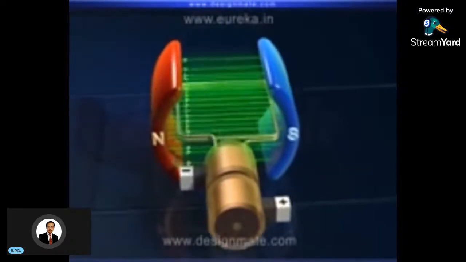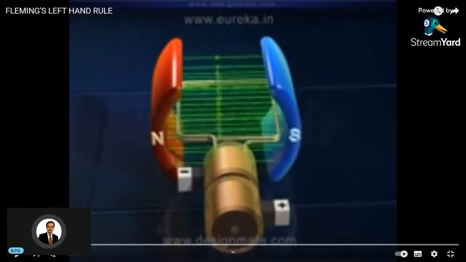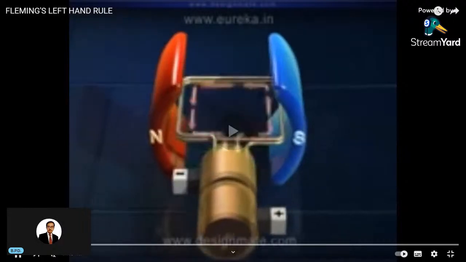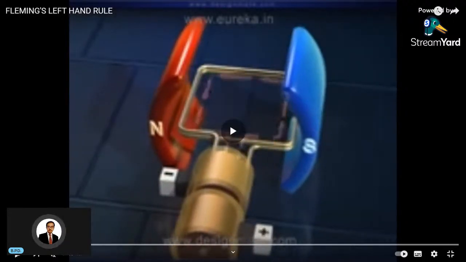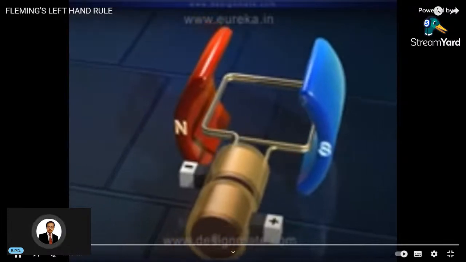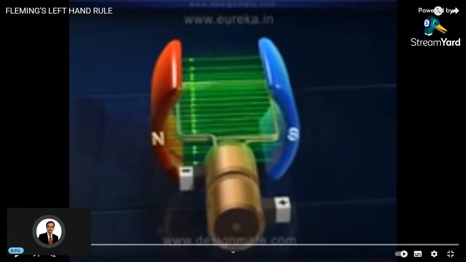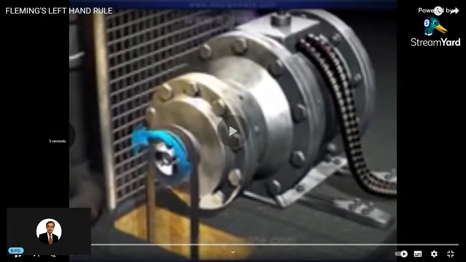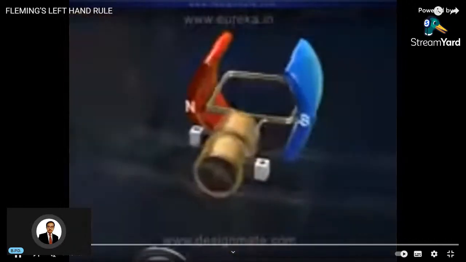Now this is the internal principle where the North Pole and South Pole, that is the magnet, are placed over here, and inside, a current carrying conductor is placed. This is the current carrying conductor. So the flow of current, you can see the flow of current. This is the flow of what?